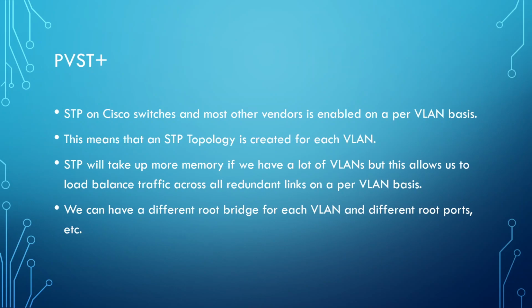And this is good because this allows us to make use of our redundant links by making different switches in our topology root bridge for different VLANs. The only issue is that depending on how many VLANs we have, because there's a separate topology for each VLAN, we need to keep a separate STP topology tree in memory for every single VLAN. So if you have a lot of VLANs, this may take up quite a lot of memory on your switch. Again, it just depends, but the benefit is that we can actually load balance traffic now across redundant links.